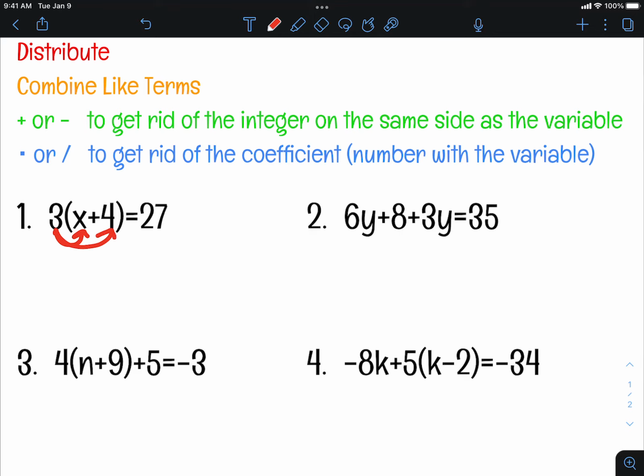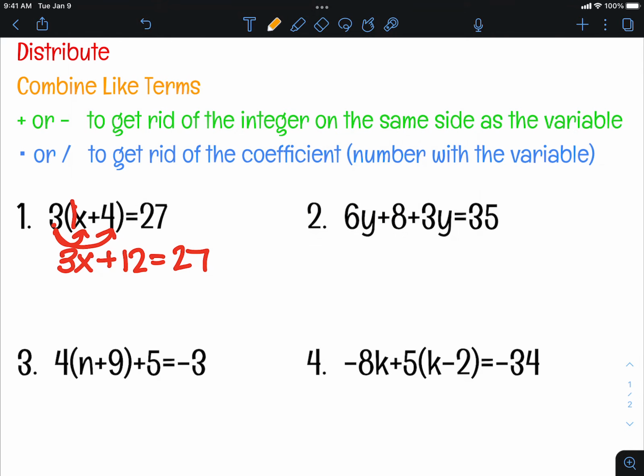If there's no number in front of your variable, you can insert a 1. If we have an x box, we have one x box. It's the same thing. So let's do 3 times 1. That's 3. Keep our variable x. And then 3 times 4 is 12. And copy the rest of the equation.